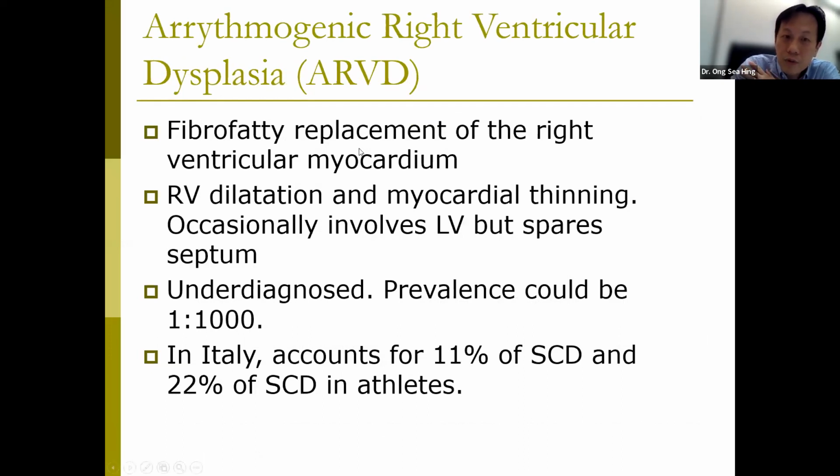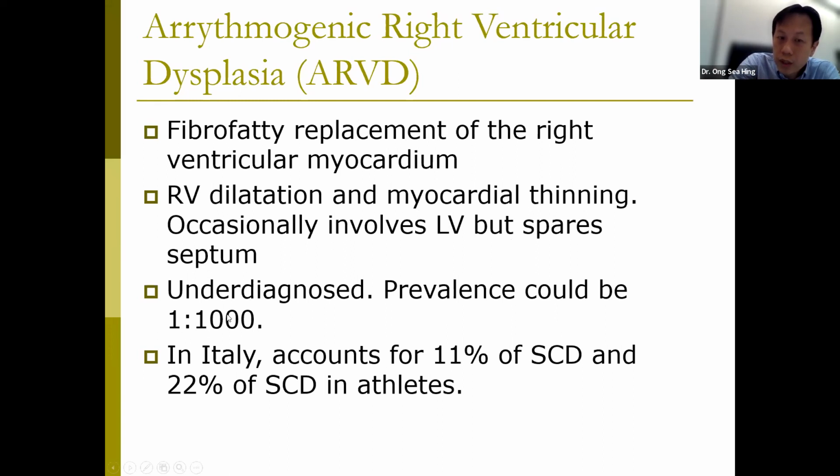This is due to fibrofatty replacement of the right ventricular myocardium. And usually if you do an echo, the right ventricle will be dilated. If you do an MRI of the heart, you can see the myocardial thinning as well as fatty infiltration of the myocardium on the gadolinium enhancement of MRI of the heart.